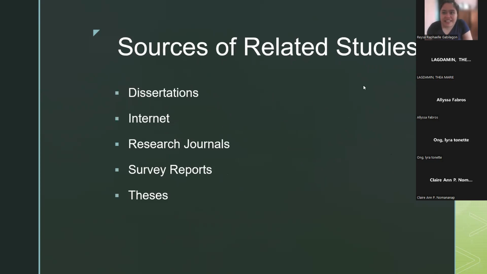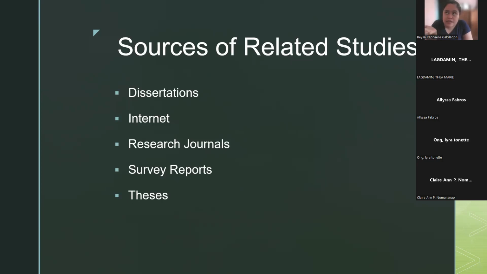Yung problema ko lang talaga sa senior high, pag nagbabasa ako ng related literature, tapos may study pa, tapos under siya sa related literature. Okay? Sige. So what are the sources of our related studies?